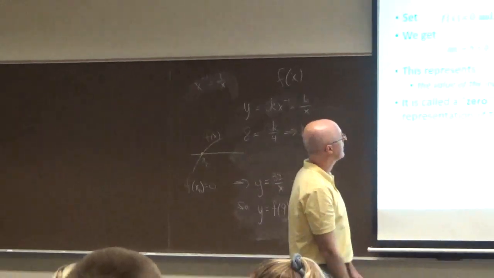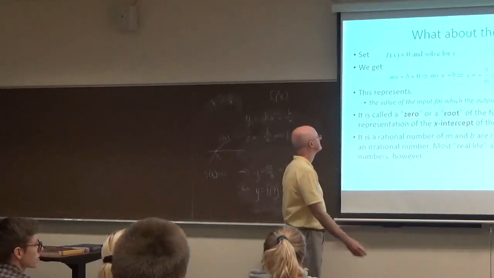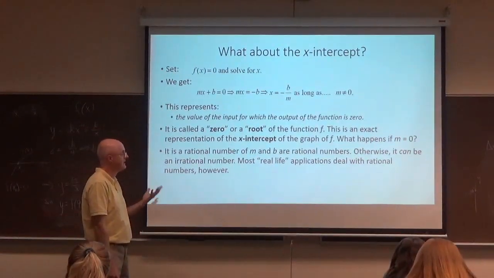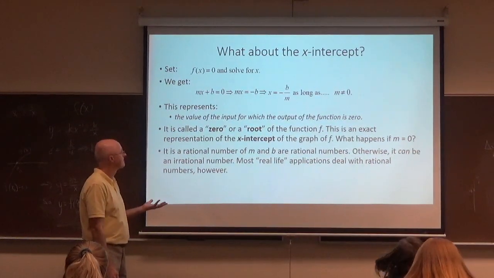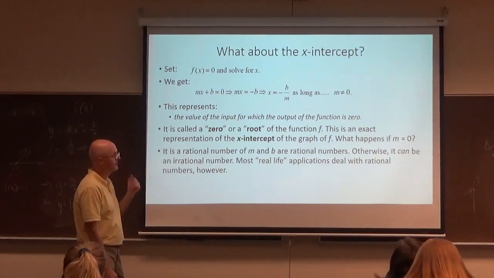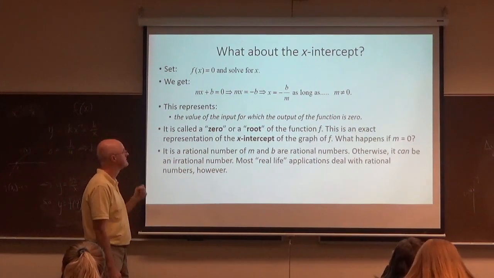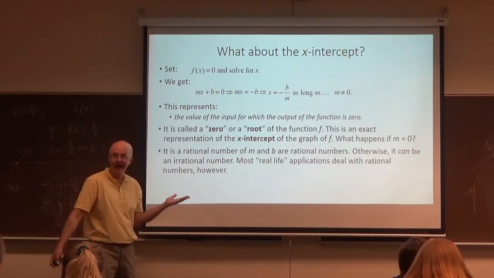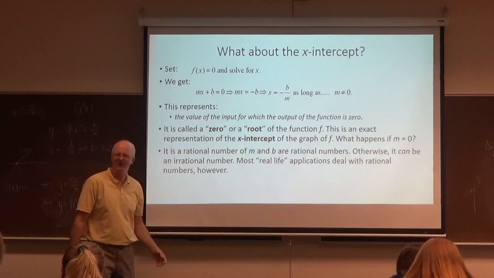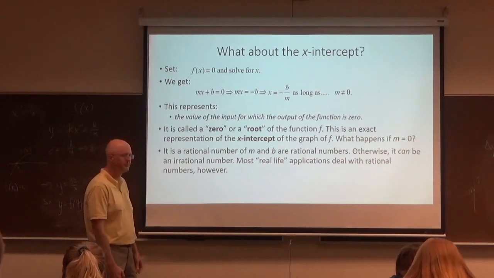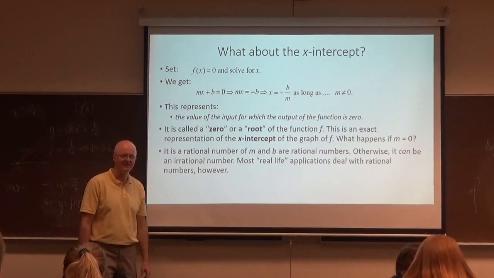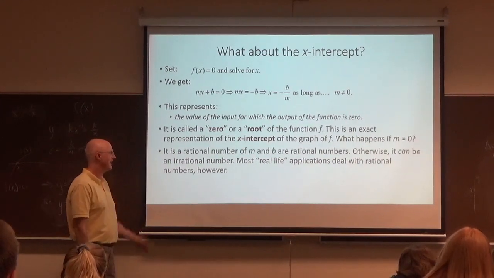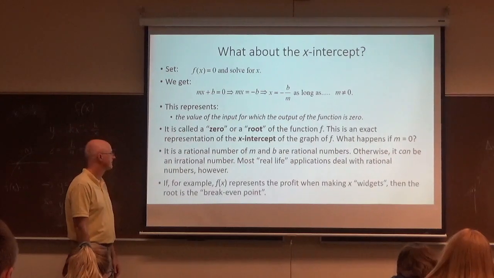What happens if m is 0? Again, we already mentioned it. This is going to be a rational number, a fraction, a ratio of integers, whole numbers, if m and b are rational, even if m and b are fractions that are rational. Otherwise, it can be irrational. I mean, if m or b is equal to pi, it could be irrational. What would be an application where m or b would be pi or something weird like that? Not many applications. I can't think of any. Most real-life applications deal with rational numbers, however.